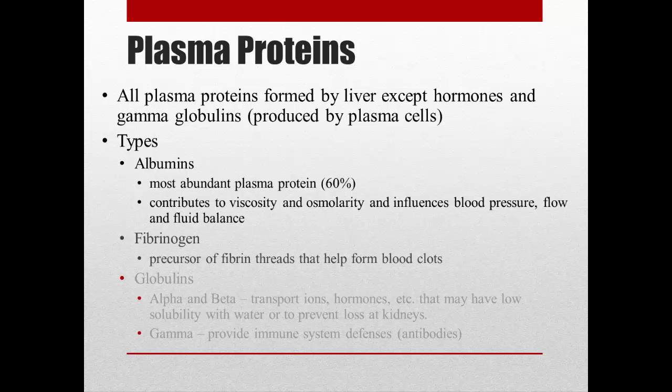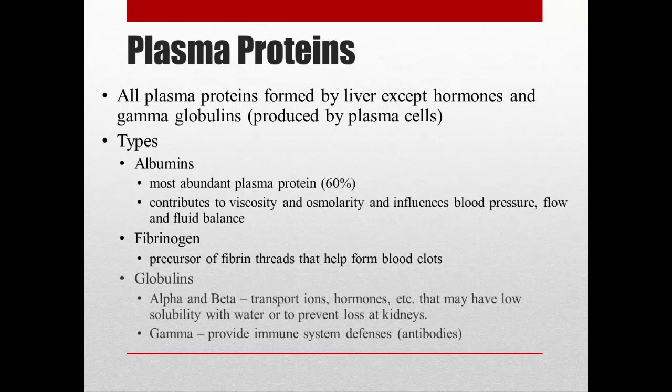Now, fibrinogen is a precursor to fibrin, and fibrin is what makes up blood clots. So the liver makes fibrinogen so that when we get this cascading series of events happening, the end step of it is to convert fibrinogen to fibrin. And so we'll talk about fibrinogen's role more when we do hemostasis.